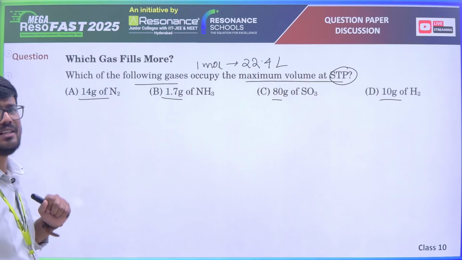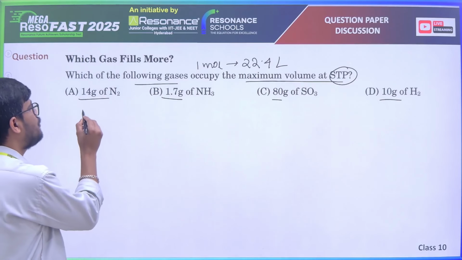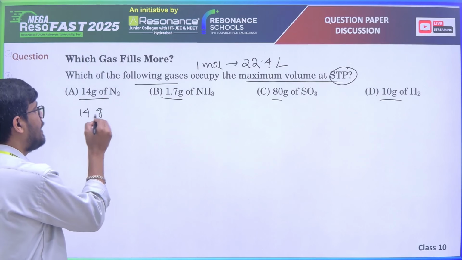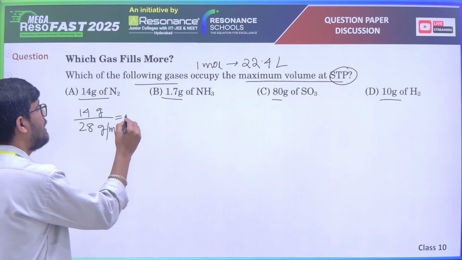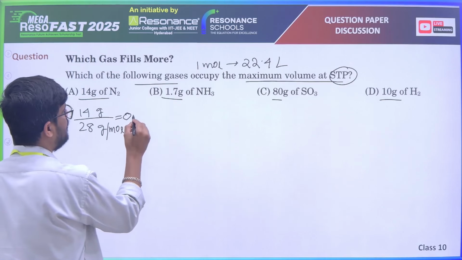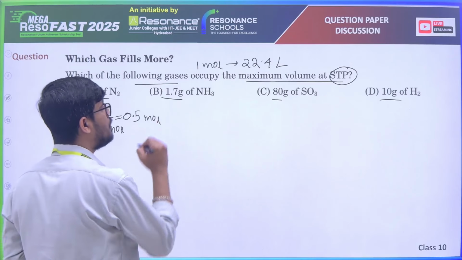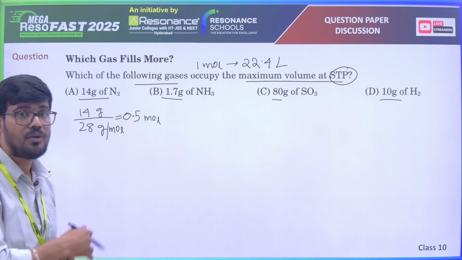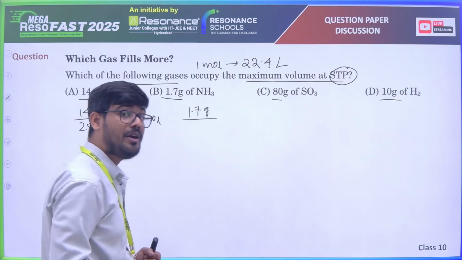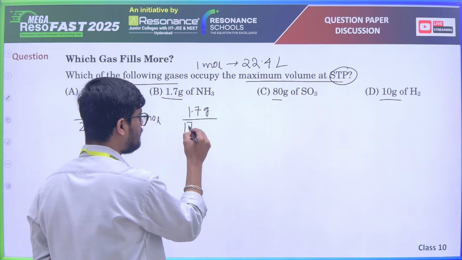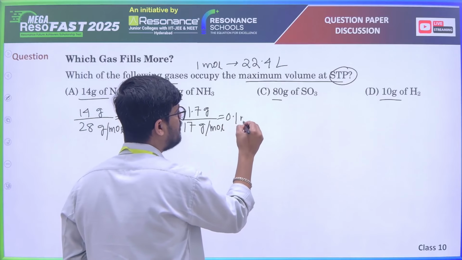So just get the mole number for each of these substances. So 14 gram of N2 means 14 gram divided by 28 gram per mole. So what will be its mole number? 0.5. Okay, so here mole number is 0.5. Next, 1.7 gram of ammonia. What will be its mole number? 1.7 gram given weight divided by ammonia molecular weight, which is 17 gram per mole. So you will get 0.1 mole.